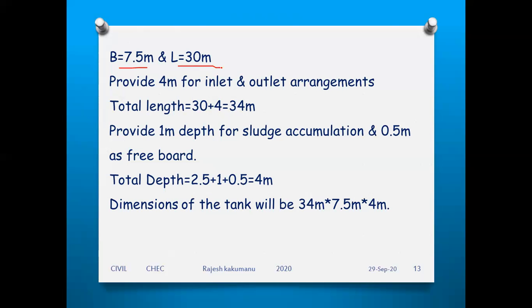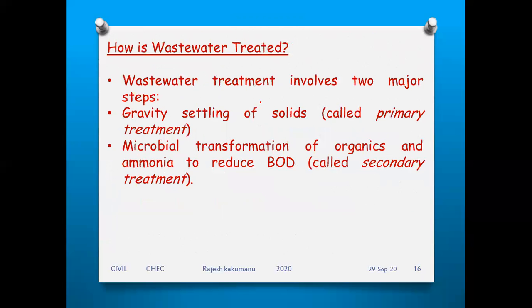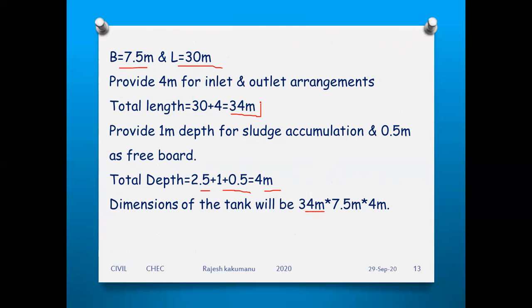Now provide 4 meters for inlet and outlet arrangement. Then the total length is 30 plus 4, which is 34. Provide 1 meter depth for sludge accumulation and 0.5 meter as freeboard. Therefore, the total depth is 2.5 plus 1 plus 0.5, which is equal to 4 meters. Therefore, the dimension of the tank is: total length 34 meters, breadth 7.5 meters, and depth 4 meters.